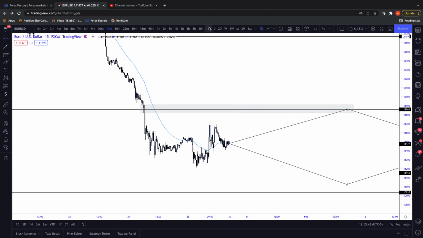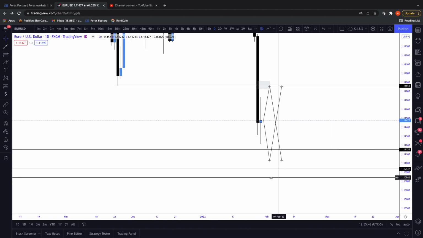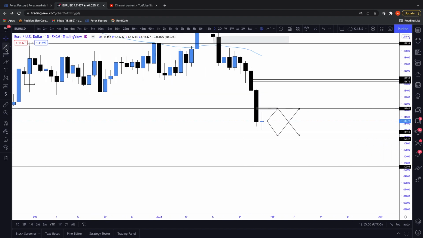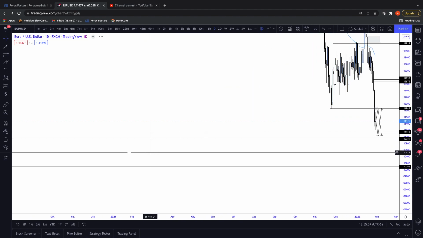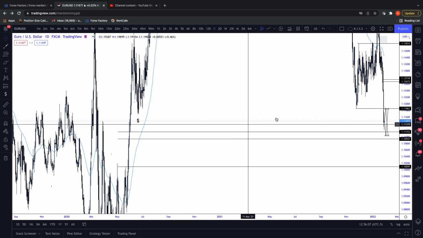Conversely, what could also happen is we leave Friday's high intact and we open up and trade down through Friday's low, the previous week's low, and down into our level that we just talked about here, 1.111. That is the zone I'd be looking at.